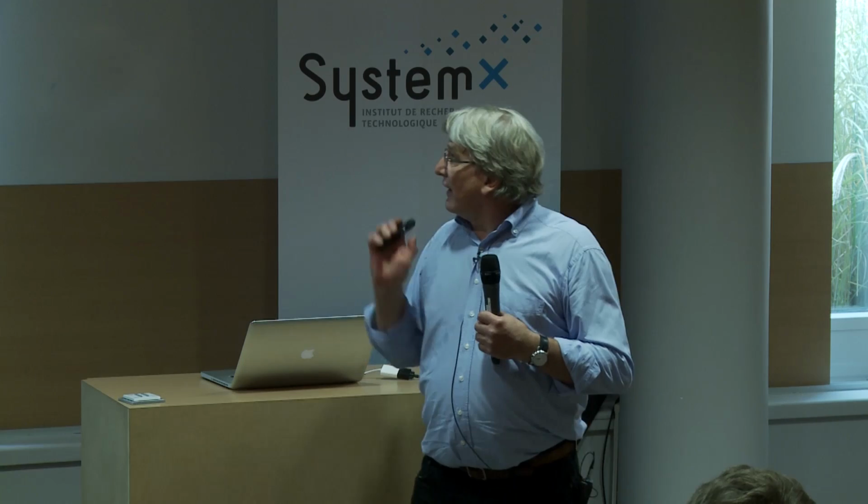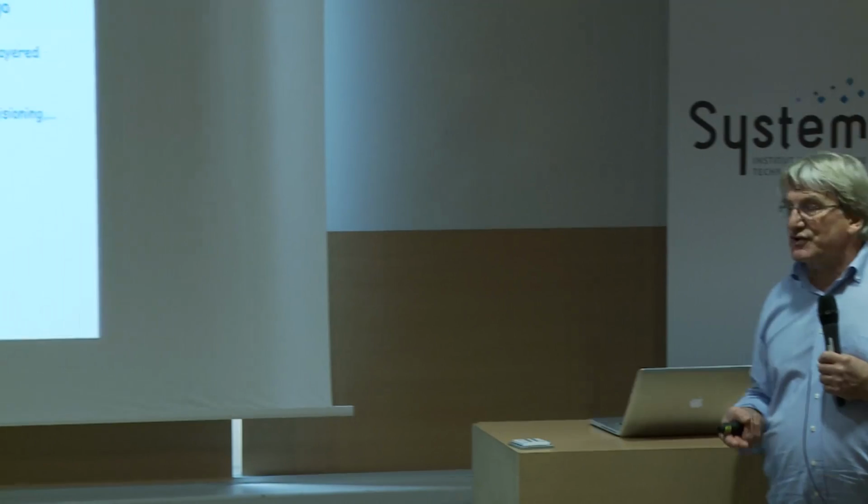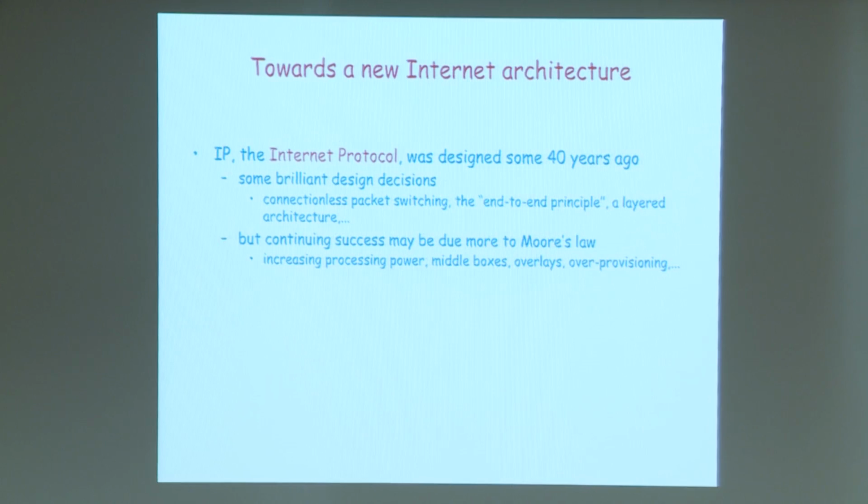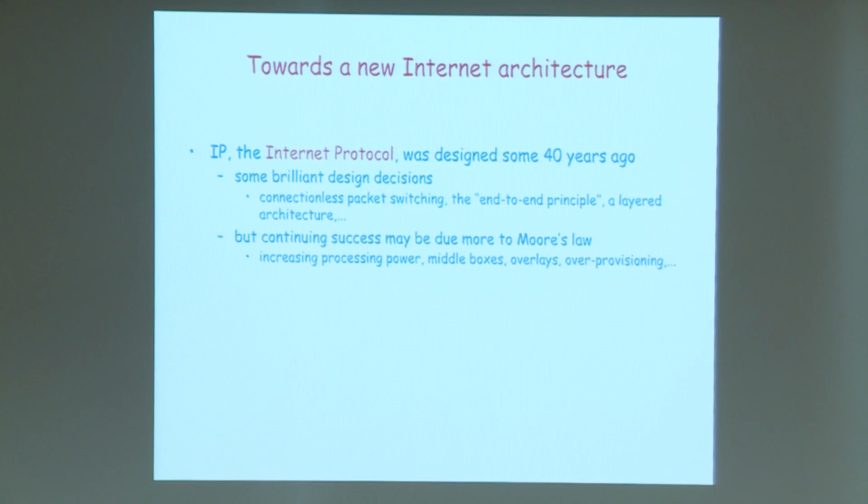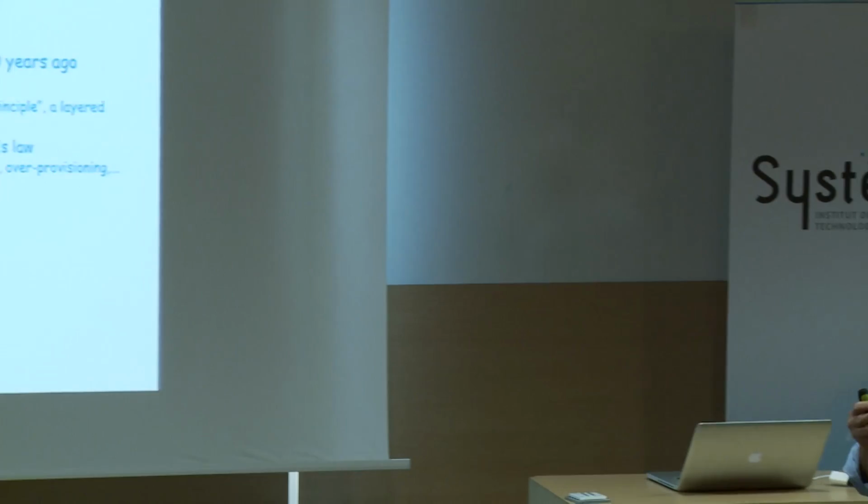So let me give you the background on this work on a new internet architecture. The internet architecture which is currently used, which you use every day, is IP, the Internet Protocol. It's not really clever, but it was designed some 40 years ago, in the 1970s and 80s, for computer scientists to communicate. They made some brilliant design decisions. One of these, connectionless packet switching, originated, at least for many people, in France at Cyclades with Louis Pouzin. The end-to-end principle is the idea that the internet, the blue dots, the links, should be as simple as possible, and that any complicated operations should be done at the edge, beyond the network, within the hosts, within the computers. And that's been quite a good idea.